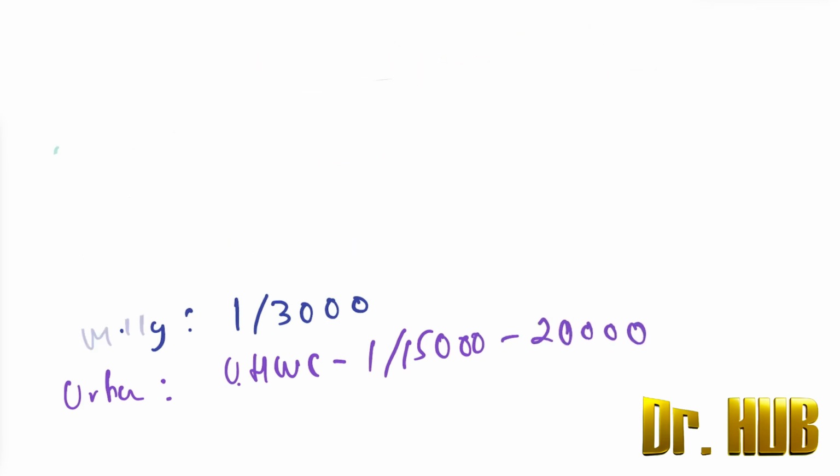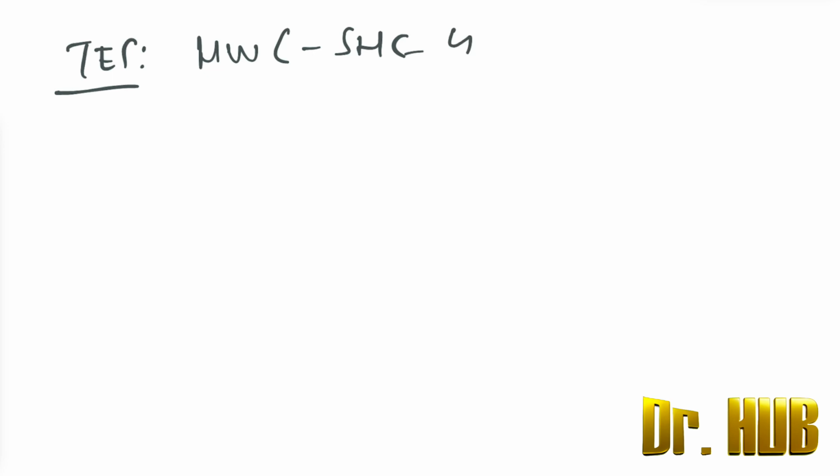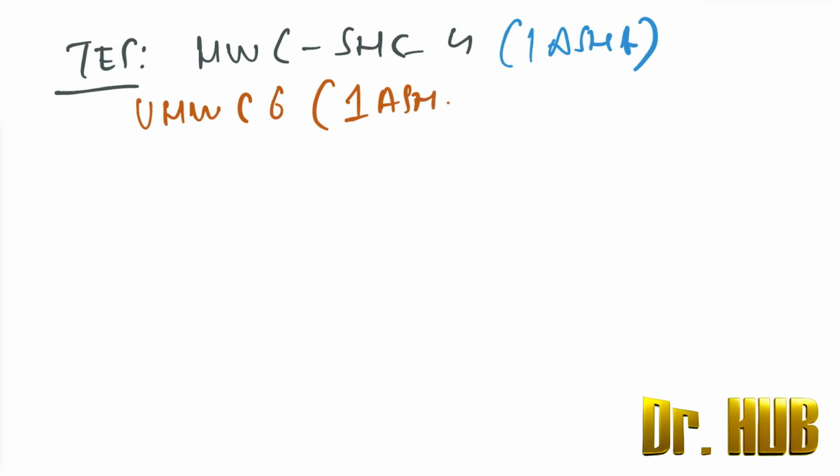Now we'll look at the total essential staff, the TES. For the HWC and the SHC it is 4, and this will include one ASHA. Then looking at the UHWC, this is 6, and it includes one ASHA. Now let's look at the number of beds. The number of beds is 0.